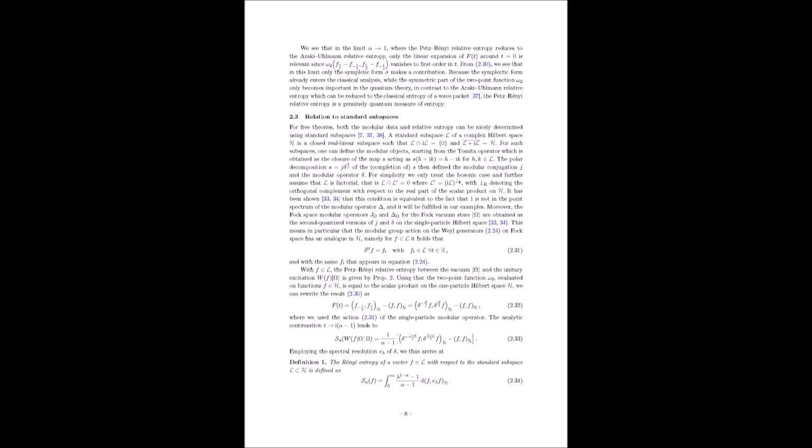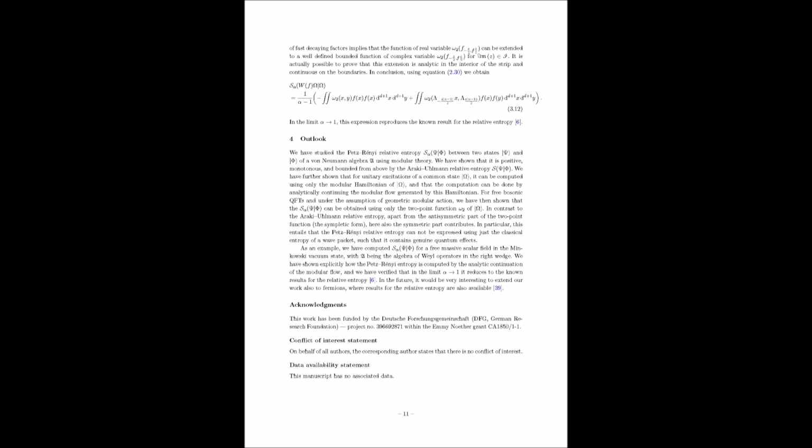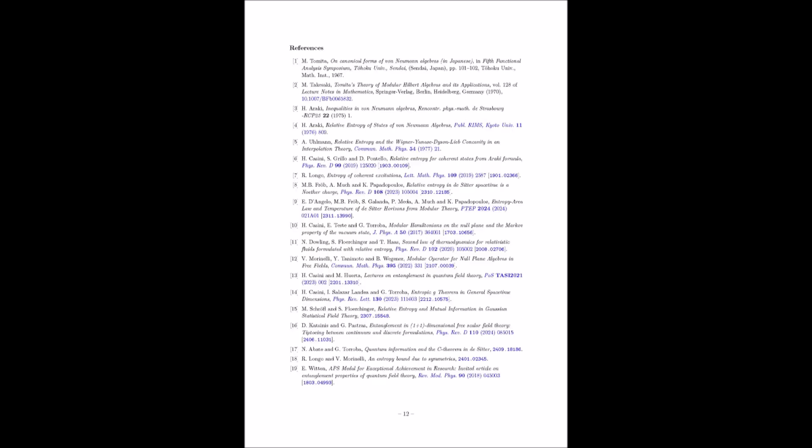And this extension to the complex domain allows them to perform some clever manipulations and ultimately plug the analytically continued two-point function into the formula for the Petz-Rényi relative entropy. It's like they're using complex numbers to unlock hidden information within the two-point function. Exactly. And by doing so, they arrive at an explicit formula for the Petz-Rényi relative entropy of the free scalar field in the right wedge. That's amazing. So they've actually managed to calculate this abstract quantity for a specific physical system. What does their formula look like? And what insights does it provide?